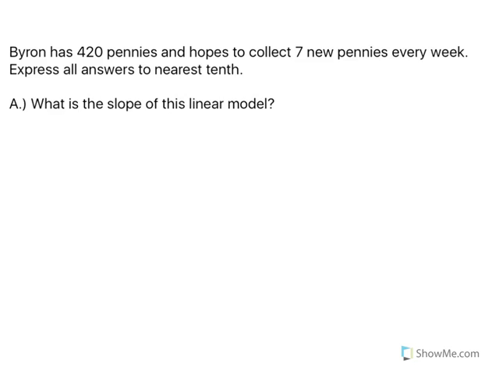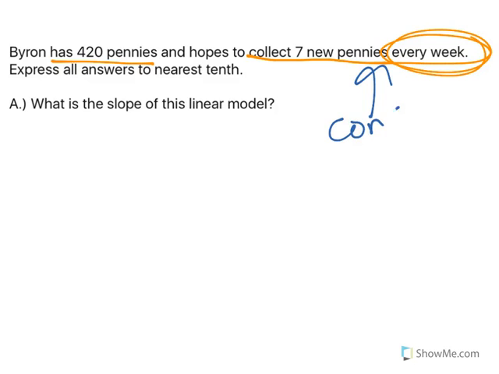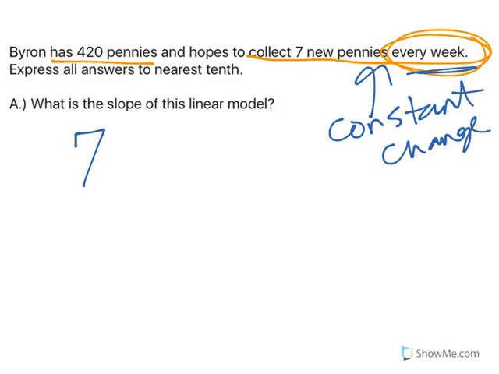So when I look at this, I have two values here. Byron has 420 pennies, period. He wants to collect 7 pennies every week. So a week goes by, 7 pennies. A week goes by, 7 pennies. A week goes by, 7 pennies. This is the constant change, right? Every week we have 7 new pennies coming in. Because that's our constant change, our slope is 7.